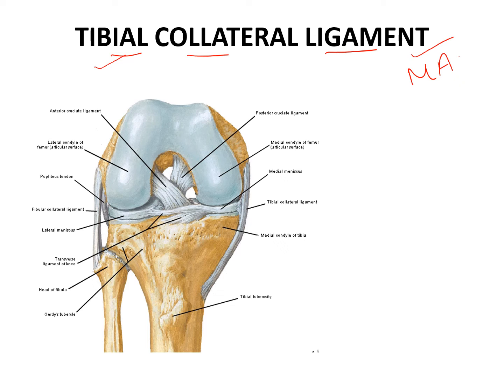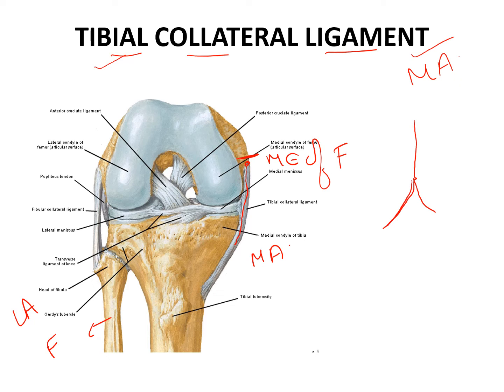So let us see the attachment of this tibial collateral ligament. As already discussed, this is the fibula, this is the lateral aspect, and this is the medial aspect. The proximal attachment of the tibial collateral ligament will be to the medial epicondyle of the femur, just below the adductor tubercle. And distally, as it passes down, the tibial collateral ligament splits into superficial and deep parts.